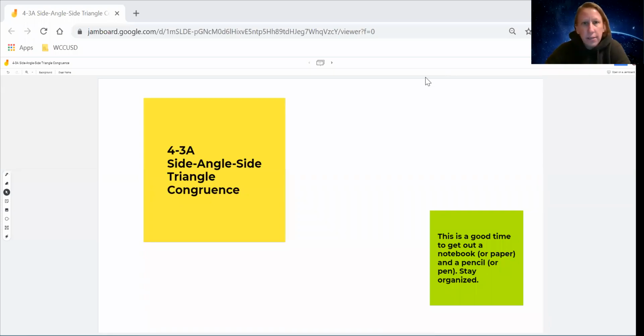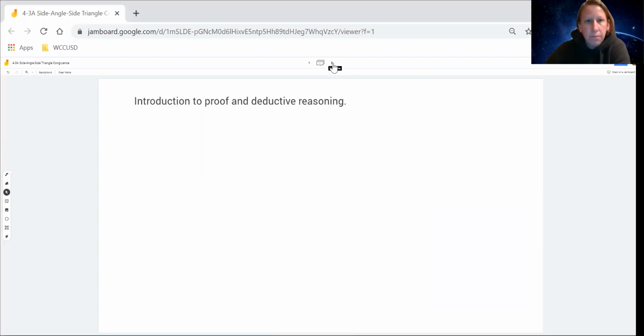Hello, students. We're talking about side angle side triangle congruence. We're starting a topic called proof, and this is a topic somewhat unique to geometry. You have probably not done this a lot. In mathematics, this is the really precise thinking that you do to convince someone of a mathematical argument, and it can apply to any kind of argument too.